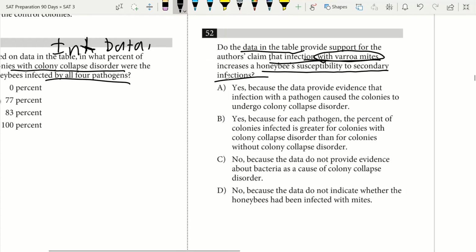So the answer is definitely not going to be yes, so we can get rid of A and B. As far as C, no, because the data doesn't provide evidence about bacteria as a cause of colony collapse disorder. No, that's not why. D, no, because the data doesn't indicate whether the honeybees had been infected with the mites. Yes, we don't know if they have them or not. So for 52, our answer is going to have to be D, because we just don't know if they have the mites or they don't have them. If we don't know that, we can't say that they do or that they don't. We can't say they for sure don't have them, but we can't say that they for sure do either. So the answer there is going to be D.